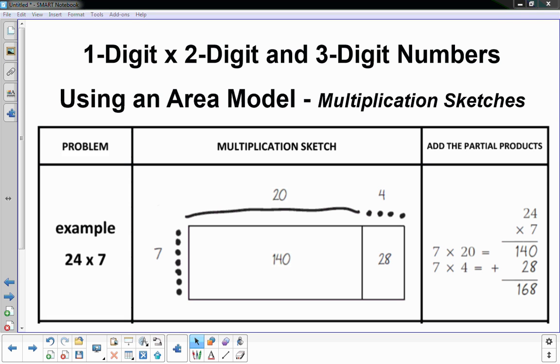Hi, this is Mr. Knowles, and this math video focuses on one digit times two digit and three digit numbers using an area model, or in class we call it the multiplication sketch. And it's basically the next step, moving students from using base 10 graph paper to just doing a quick sketch and getting them closer to the standard algorithm, which most adults are familiar with. This video might help adults at home with their kids who are working on this method. This method is what's expected in fourth grade.